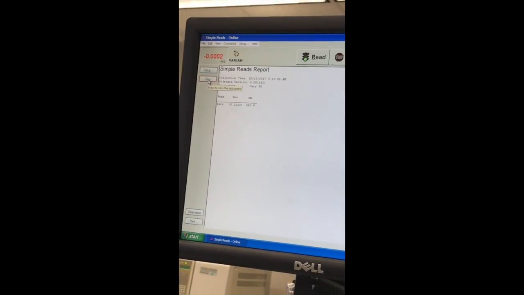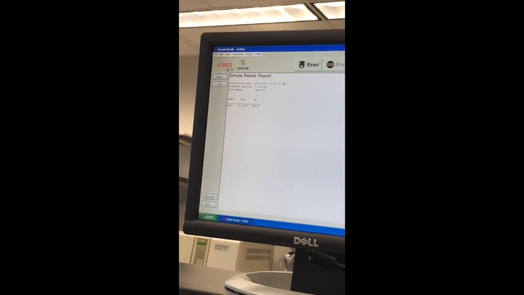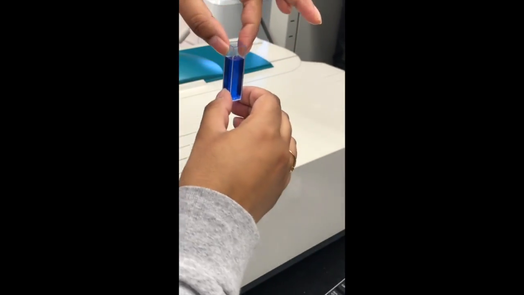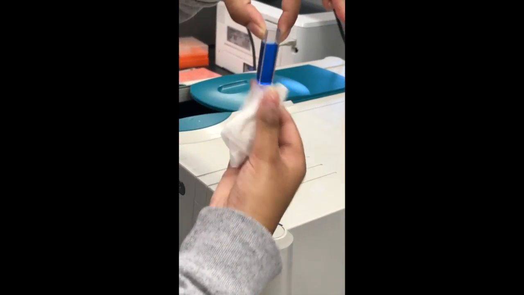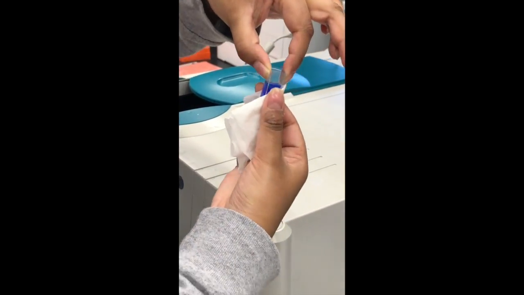Remember to zero the blank and replace the blank with one of the dilutions. Remember to wipe the sides of the cuvette with the arrow and its opposite side. If there is no arrow, wipe all 4 sides of the cuvette.